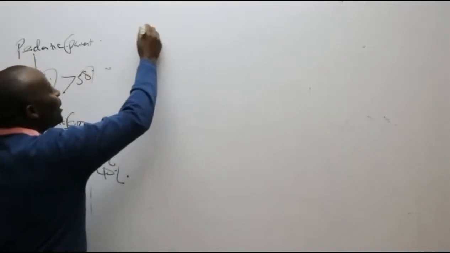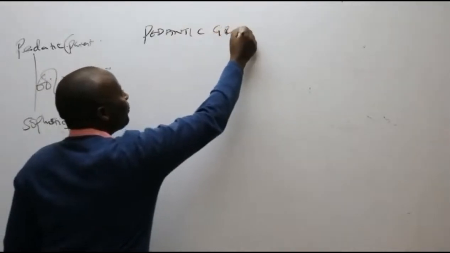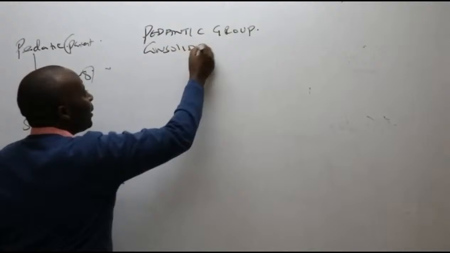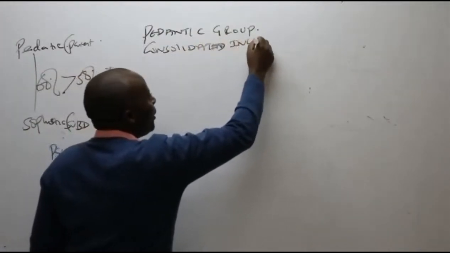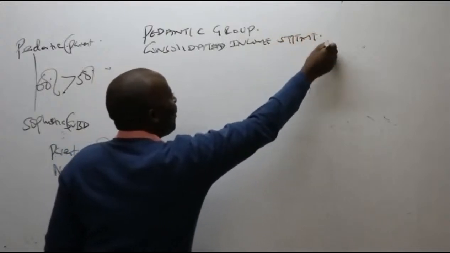You write: Pedantic Group consolidated income statement.